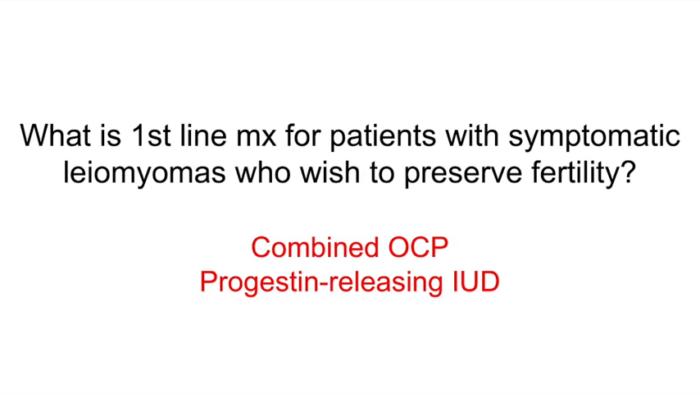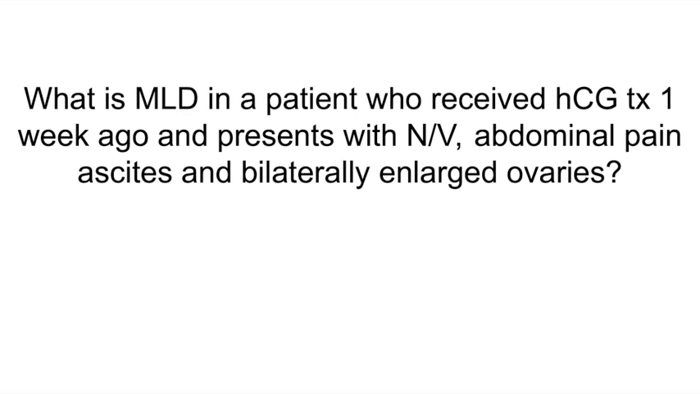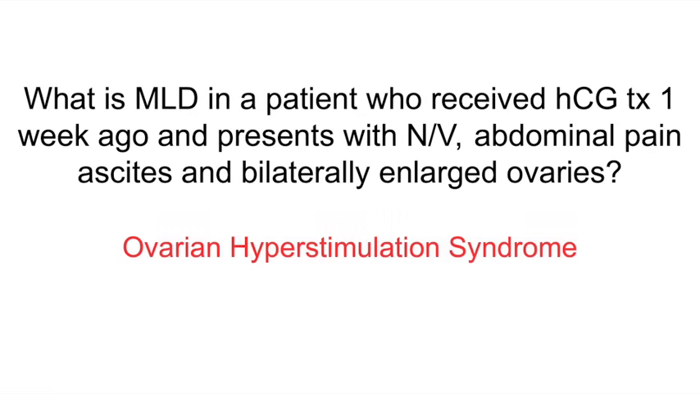What is the most likely diagnosis in a patient who received HCG treatment 1 week ago and presents now with nausea, vomiting, abdominal pain, ascites, and bilaterally enlarged ovaries? Ovarian hyperstimulation syndrome. So these patients may present with DIC, multi-organ failure, specifically renal failure, electrolyte imbalances, hypercoagulability, and hemoconcentration.